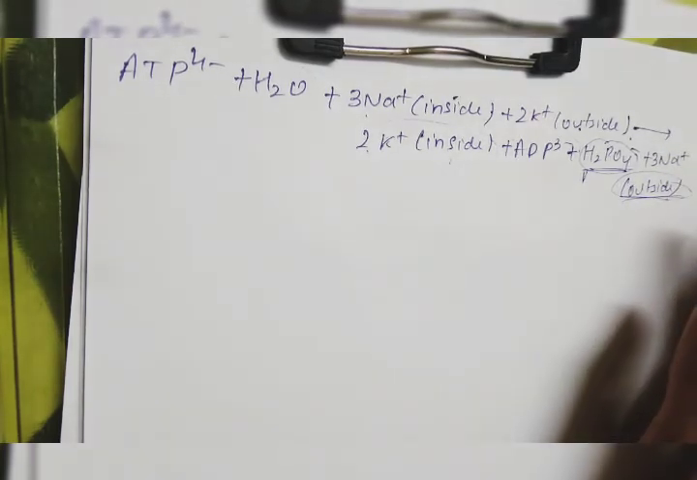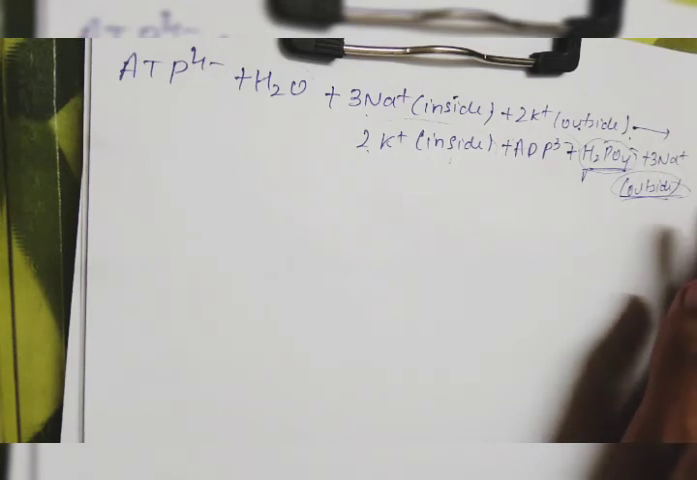This is the whole mechanism of how sodium potassium transport happens in the cell. It is also called sodium pump, sodium ion potassium ion pump because the movement is linked with both the ions.